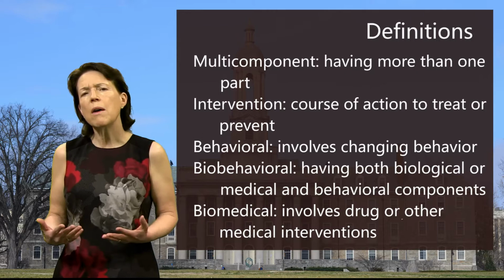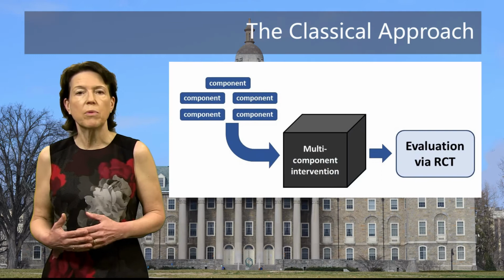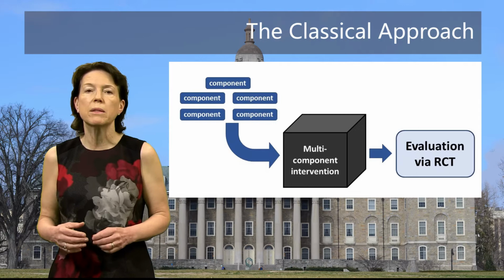So how are multi-component interventions typically developed and evaluated? Intervention components are chosen typically based on scientific theory, clinical experience, etc., and then they're combined into a package which is evaluated by means of a standard randomized controlled trial, or RCT. Let's call this the classical approach. This is a schematic drawing of the classical approach. You can see a number of components. We have five here, but there could be any number of components. They're assembled into a multi-component intervention, which then is evaluated by means of an RCT.